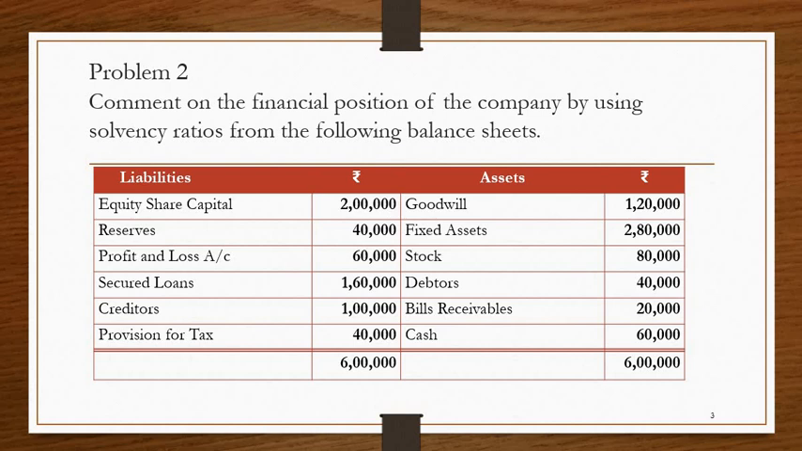On the asset side, goodwill rupees 1 lakh 20,000, fixed assets 2 lakh 80,000, stock 80,000, debtors 40,000, bills receivable 20,000 and cash rupees 60,000. The total assets are 6 lakh. So by using all these, we need to comment on the financial position by using solvency ratio, means we need to calculate all the solvency ratios.